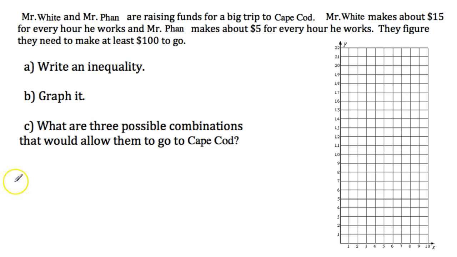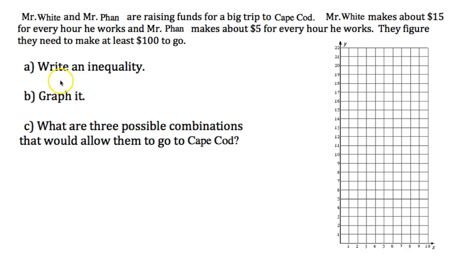So now we're going to try some real problems putting this all together. Mr. White and Mr. Fawn are raising funds for a big trip to Cape Cod. These guys, they love the beach. Mr. White makes about $15 for every hour he works, and Mr. Fawn makes about $5 for every hour he works. They figure they need to make at least $100 to go.